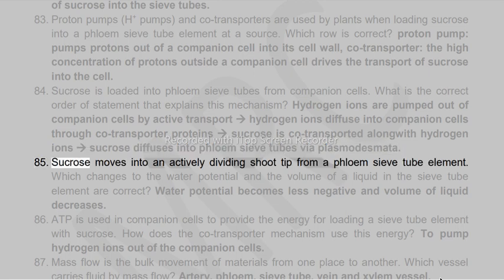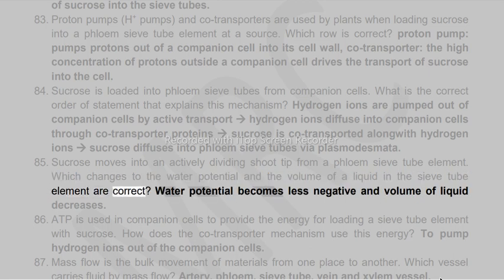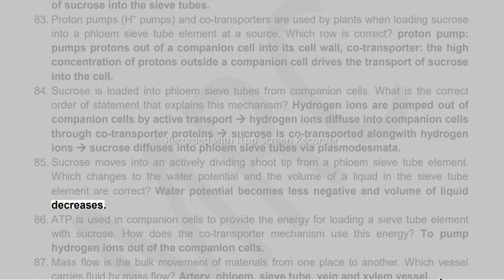85. Sucrose moves into an actively dividing shoot tip from a phloem sieve tube element. Which changes to the water potential and the volume of liquid in the sieve tube element are correct? Water potential becomes less negative and volume of liquid decreases.